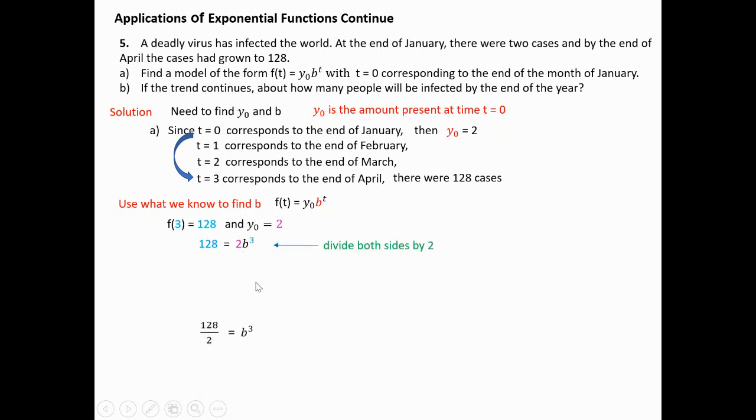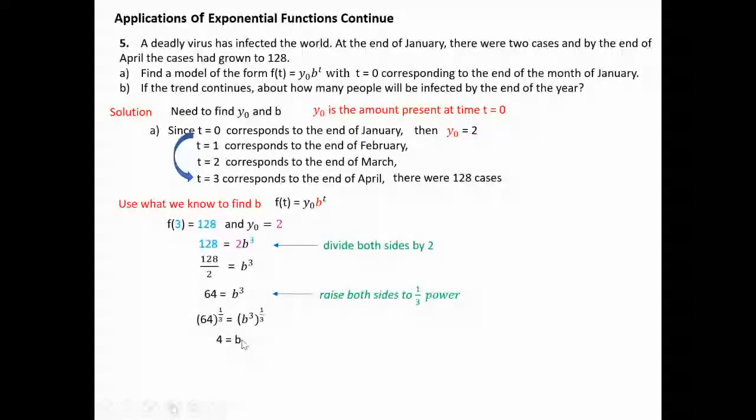So I divide both sides by 2. Then 64 equals b cubed. Now I'm going to raise both sides to the 1/3 power, so I can cancel the 3 there. So b to the 3rd to the 1/3 power gives me 1, which is why this would just be b to the first power. And 64 to the 1/3 power will give you 4. If you plug this in the calculator just the way it is, it's going to give you 4. But since the exponent is a fraction, make sure that you put it in parentheses. Okay, so b equals 4.